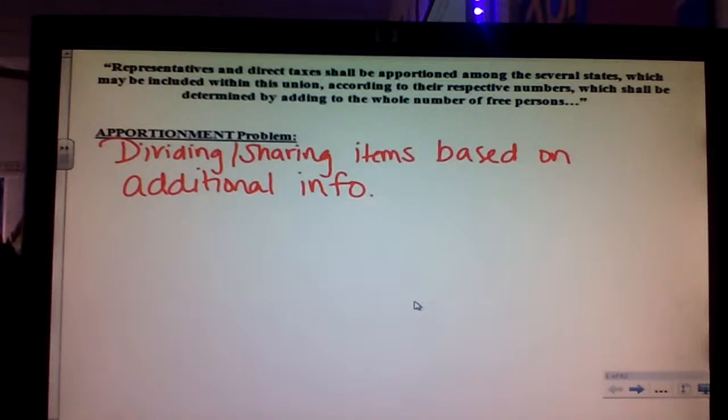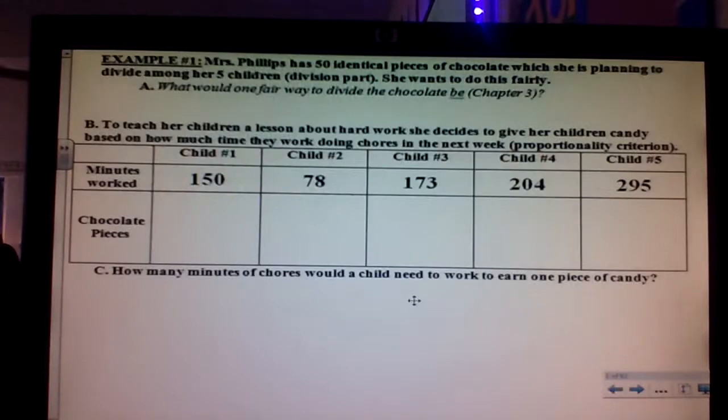So for instance, your electoral college is based off of the population of each state, which is why your bigger and more populated states get more seats. Okay, questions? No. All right, let's take a look at some of these.